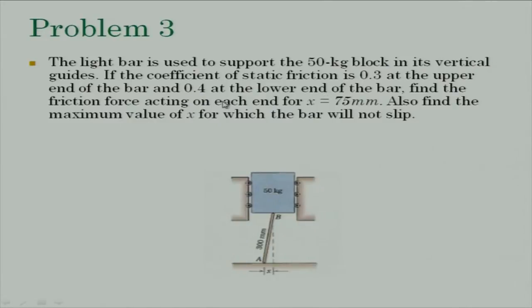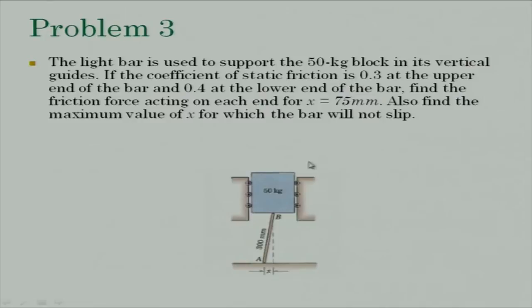Find the friction force acting on each end for x equal to 75 millimeter. Also find the maximum value of x for which the bar will not slip. So two parts of the question. Can you tell me how we solve this problem? Is the problem statement clear? The first part: the coefficient of friction is 0.3 at the upper end of the bar and 0.4 at the lower end. The length is 300, and x is the horizontal distance given. Find the friction force acting on each end of the bar, at B and at A. The second part is to find the maximum value of x for which the bar will not slip. How do we solve this problem?